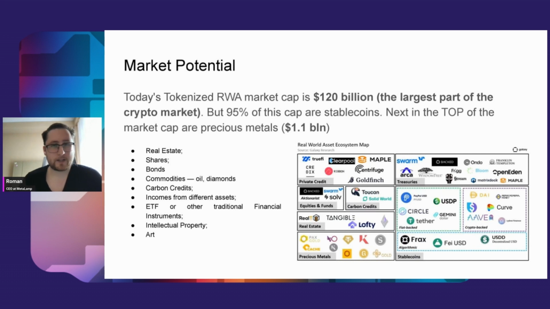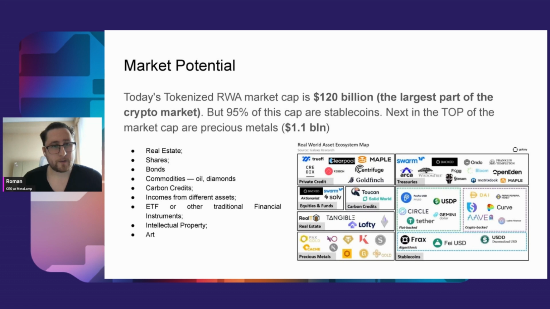And the next in the top of the market cap are precious metals. I mean, like gold, silver, maybe diamond. Diamond is not metal, but still. And it's about $1.9 billion. This is the market cap.